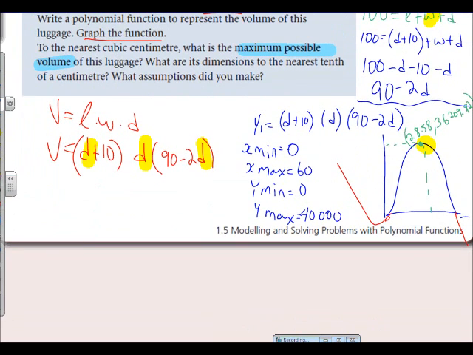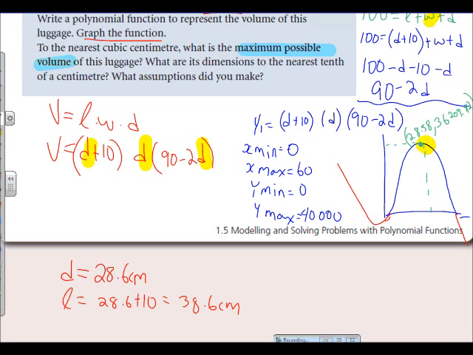So to get our answer, what are the dimensions to the nearest tenth of a centimeter? Your depth, it is telling you, is 28.6 meters, or sorry, centimeters. Then your length, which was d plus 10, is 28.6 plus 10, which gives us 38.6 centimeters.